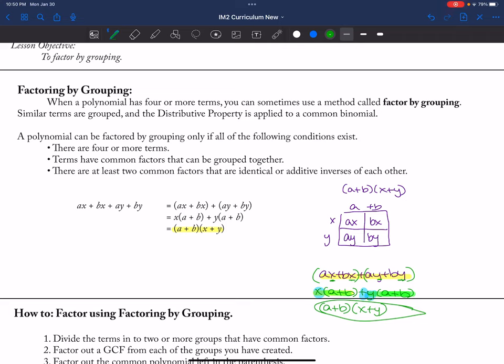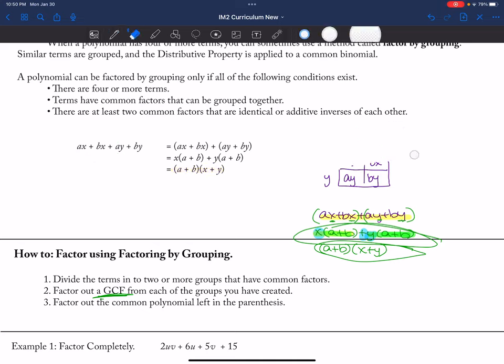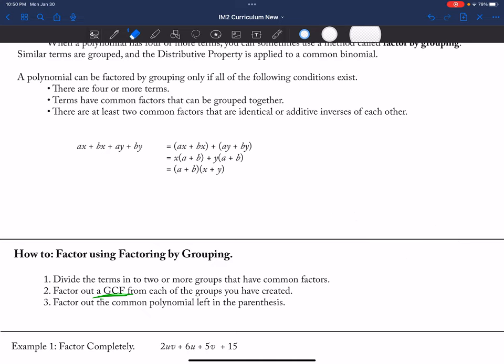So anytime I have a situation like this, what I'm going to try to do is group them. That's step one. Then factor out a GCF, and then factor out, again, another round of GCF. So that is what we are looking at. I'm just going to erase this so it doesn't clutter up our directions here.